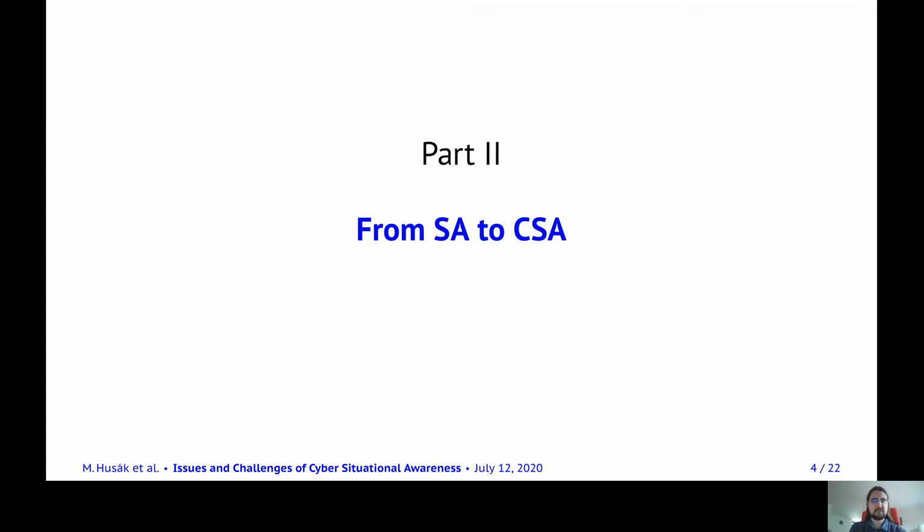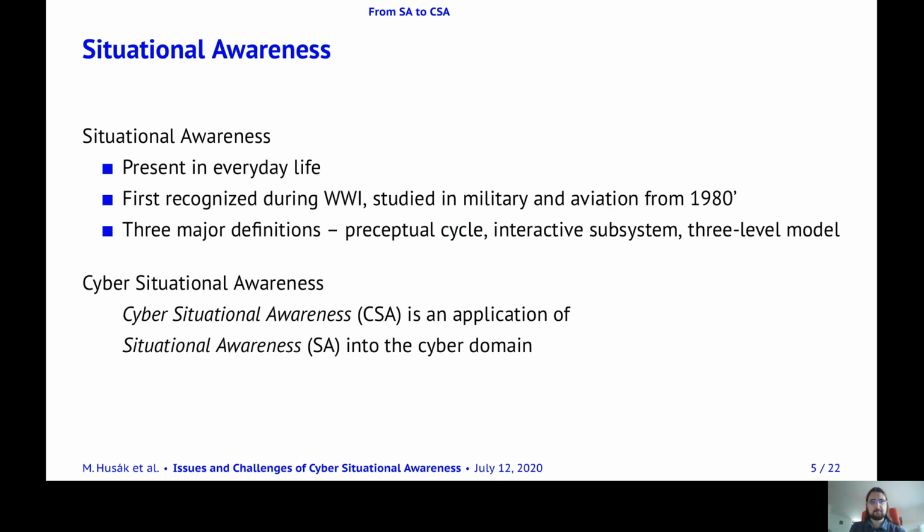First, let's talk about definitions. Situational awareness as a generic concept is present in everyday life. It was first recognized during World War I. It was studied in military and aviation from 1980s. And from the time, we have three major definitions, such as perceptual cycle, interactive subsystem, or 3D-level model. Situational awareness is everywhere in any domain, and cyber situational awareness is an application of situational awareness into the cyber domain.